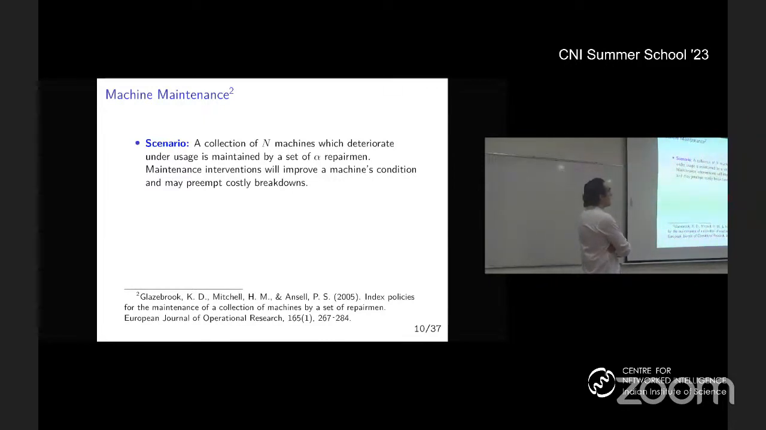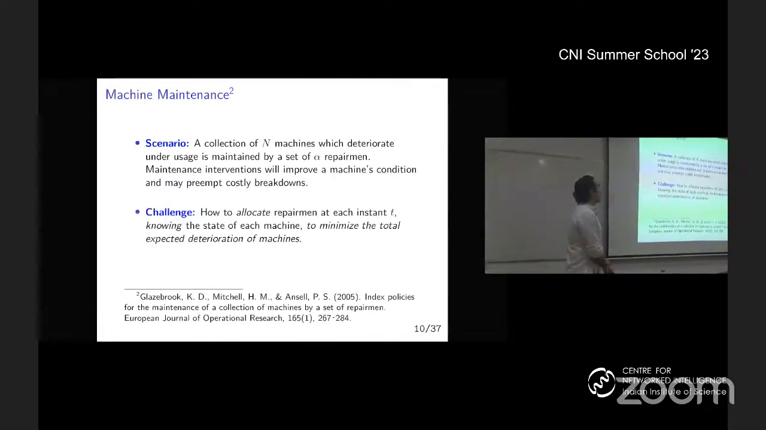So imagine that you have n machines which deteriorate under usage, and they are maintained by a set of alpha repairmen, okay? So you have to understand that when you work with sensors, or in a factory or in an industry and so on, all your machines need to be recalibrated periodically. And in some sense, this is the question that we ask ourselves here. You have n machines which are in a given state, and you ask yourself, when should I recalibrate them?